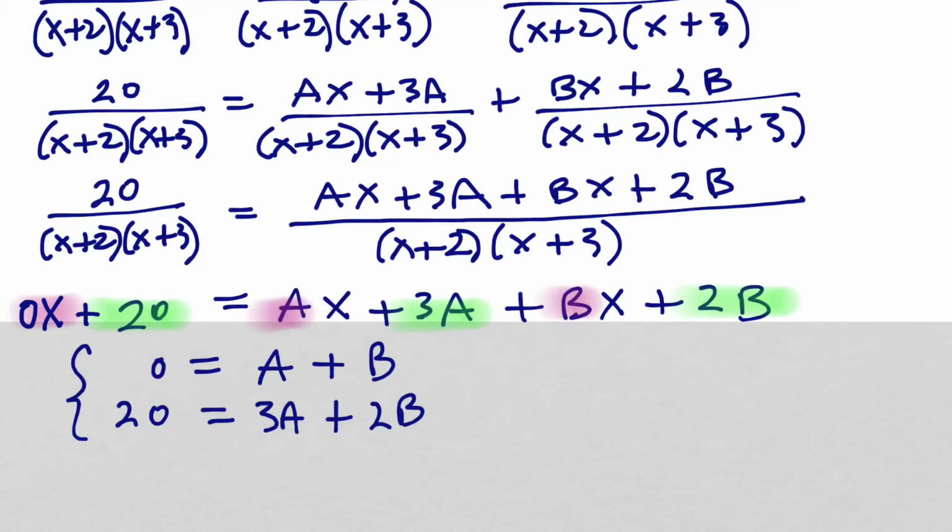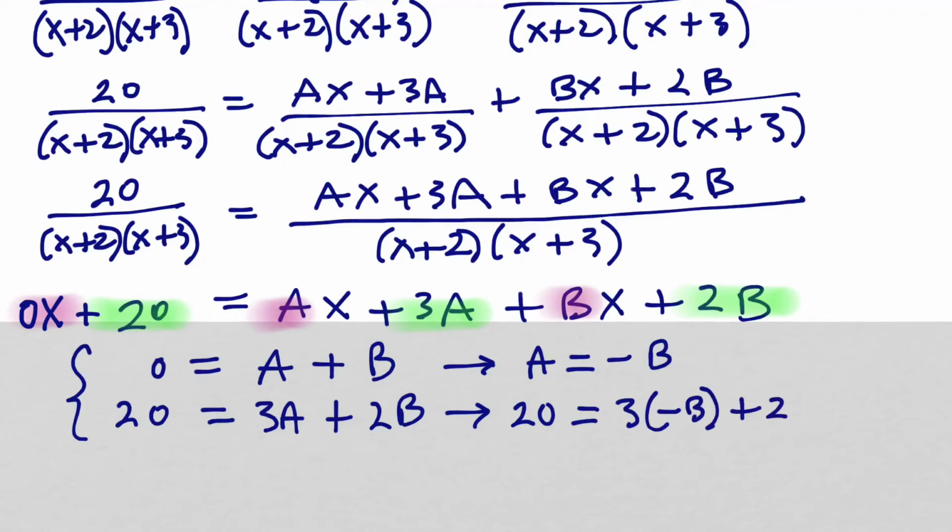Since this is a fairly small system of equations, let's just go ahead and use the substitution process. So I can say A is equal to, if I subtract the B over to the other side, minus B, which is going to allow me to substitute negative B in for A in this equation. So I can say 20 is equal to 3 times negative B plus 2 times B.